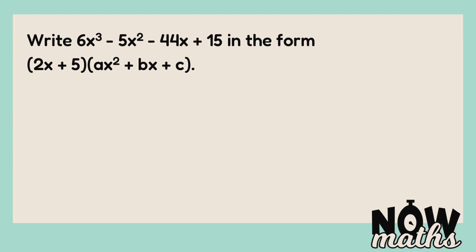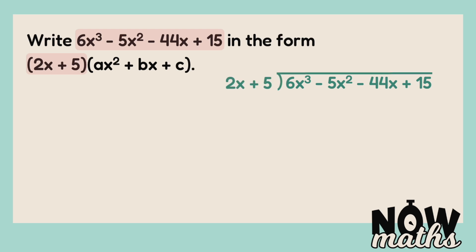For our final question, we're asked to write a cubic in a factorised form, where one of the factors is 2x add 5. This means that 2x add 5 can be multiplied by a quadratic of the form ax squared plus bx plus c to give the cubic as an answer. To work out what the quadratic is, we could divide the cubic by 2x add 5, and the quotient that we end up with will be the answer. This is not the only way of answering this question, but we'll approach this in the same way as we have the previous questions. So we're going to divide the cubic by 2x add 5.